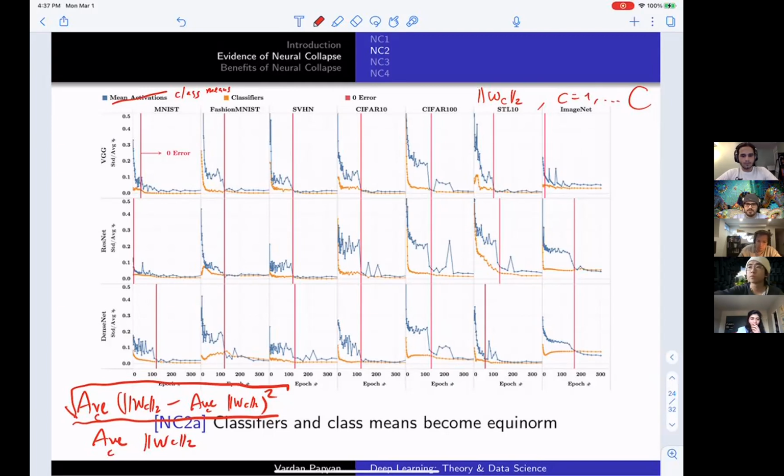It's more clear. Now you can repeat the same thing for the feature class means, and that's what's happening here in orange. You can see how the standard deviation over the average converges to a very small value in all cases, which indicates that the classifiers and the feature class means converge to being equinorm. Equinorm means equal norms. So yes, if you combine all the plots together, that is what they would show. That is correct.